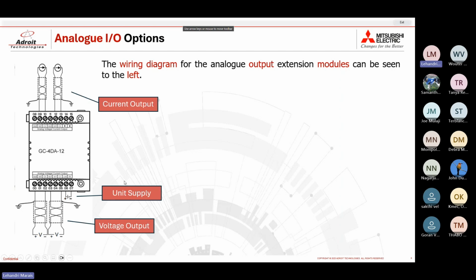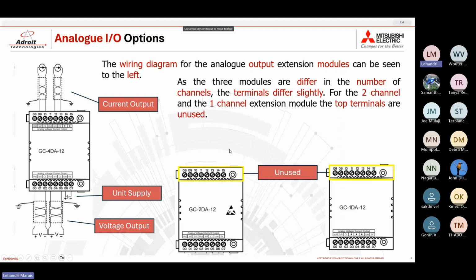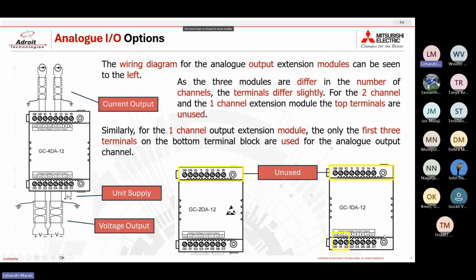Now, when it comes to wiring for these modules, all three have these same wiring diagrams, but the difference being, once again, the amount of channels they have available. As the 2-channel and 1-channel modules use fewer channels than the 4-channel module, the top terminal blocks are unused for these modules. Same for the 1-channel module: only the first 3 terminal points are used on the lower terminal block for this module, whereas for the 2-channel module, the entire terminal block at the bottom is used.